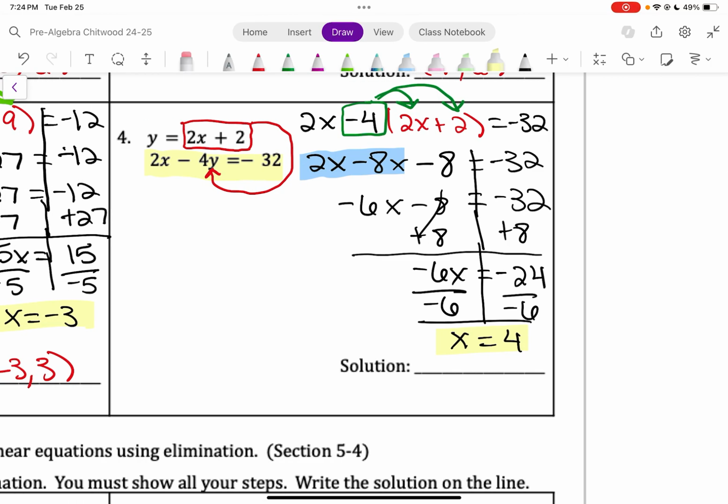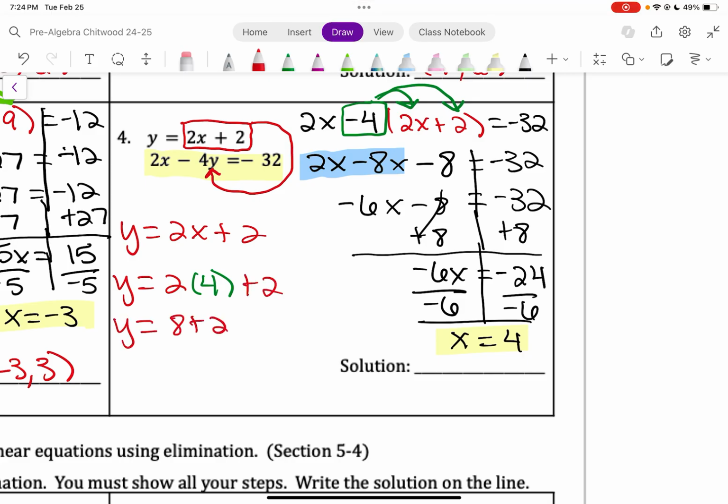Then my final step is I have to plug it back in to one of my equations to solve for y. I'm going to just choose the top one. So I have y equals 2x plus 2. Y equals 2 times 4, because x is 4, plus 2. Y equals 8 plus 2, so that means y equals 10. And my ordered pair will be 4, comma 10.